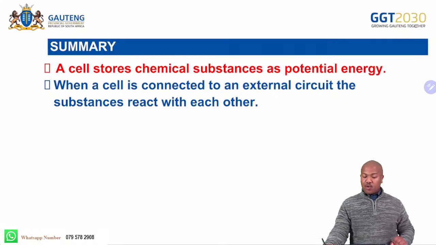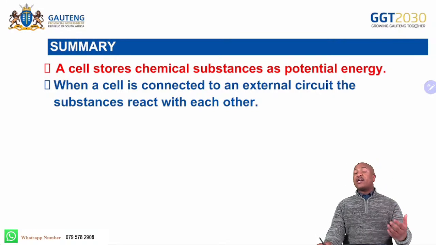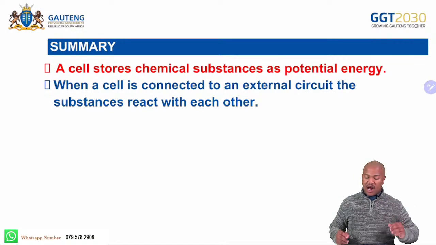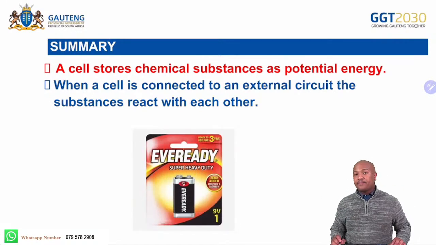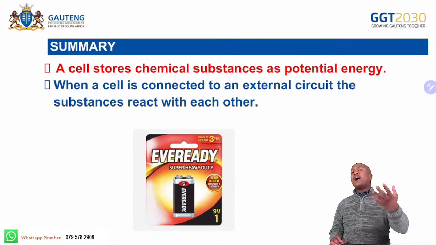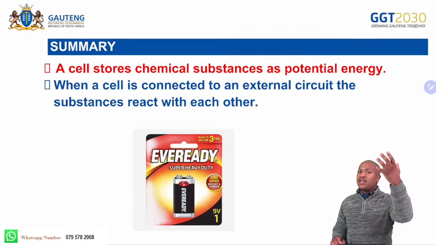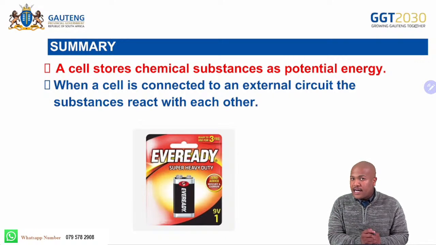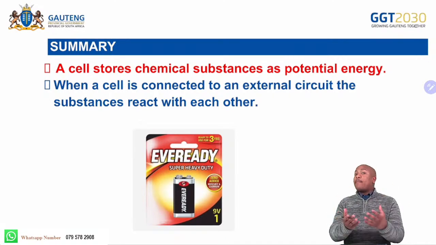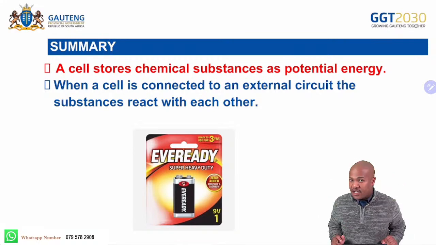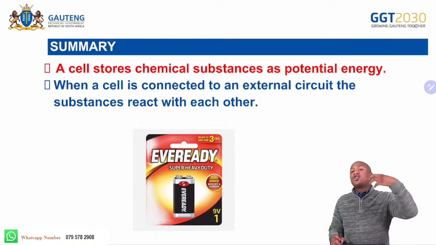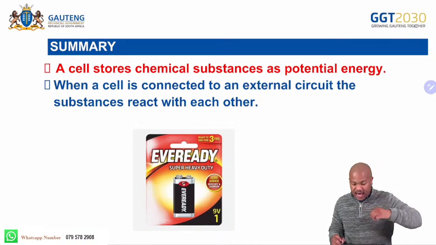I've just mentioned that one, right? So when a cell is connected to an external circuit, the substances react with each other, as I have said. We also talked about potential difference. What is this potential difference we're talking about here? It is voltage. But what is voltage? We said voltage is the measurement of the amount of potential energy stored in a cell, right?